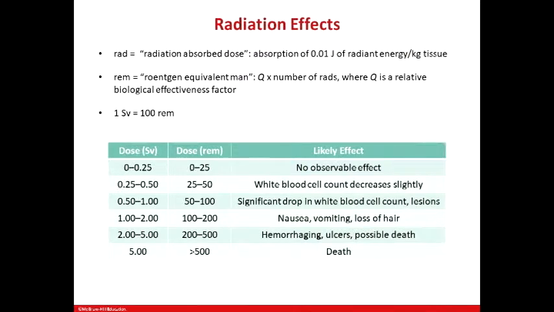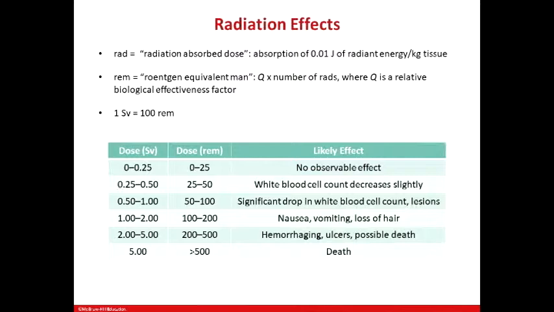So how is radioactive radiation measured? It's measured in what's called RADS, or radiation absorbed dose. Absorption of 0.01 joule of radiation per kg of tissue. So your weight matters when it comes to this. Okay? All right, so 0.01 joule of radiation energy per kg. So there you have it.